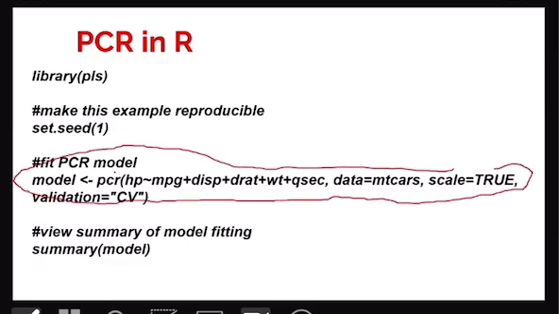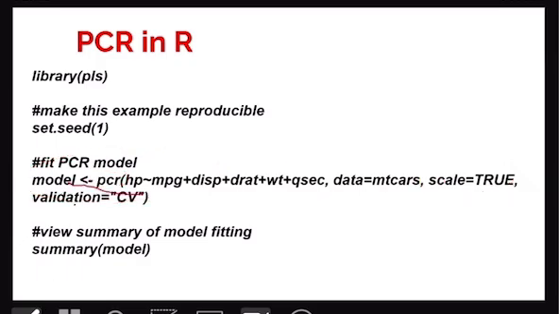What do you see here? That's a PCR, right? Can you see PCR? That's principal component regression. You're asking R to run a principal component regression. Look at the scale: scale equal to TRUE. That means standardize. You're asking R to standardize. Don't forget that. Then you specify the validation. You're doing a cross validation, because you need cross validation to know the number of principal components that work.